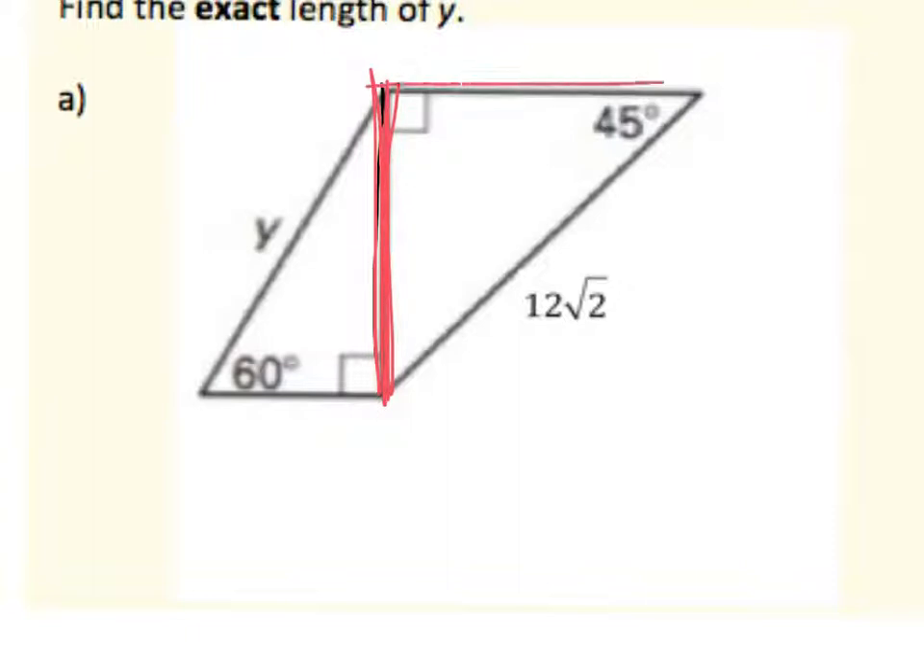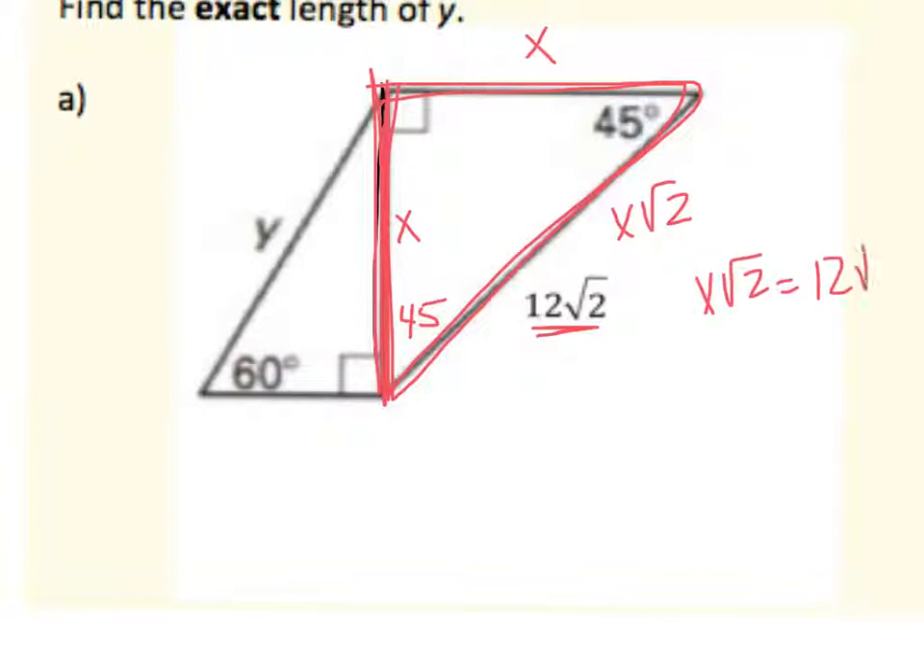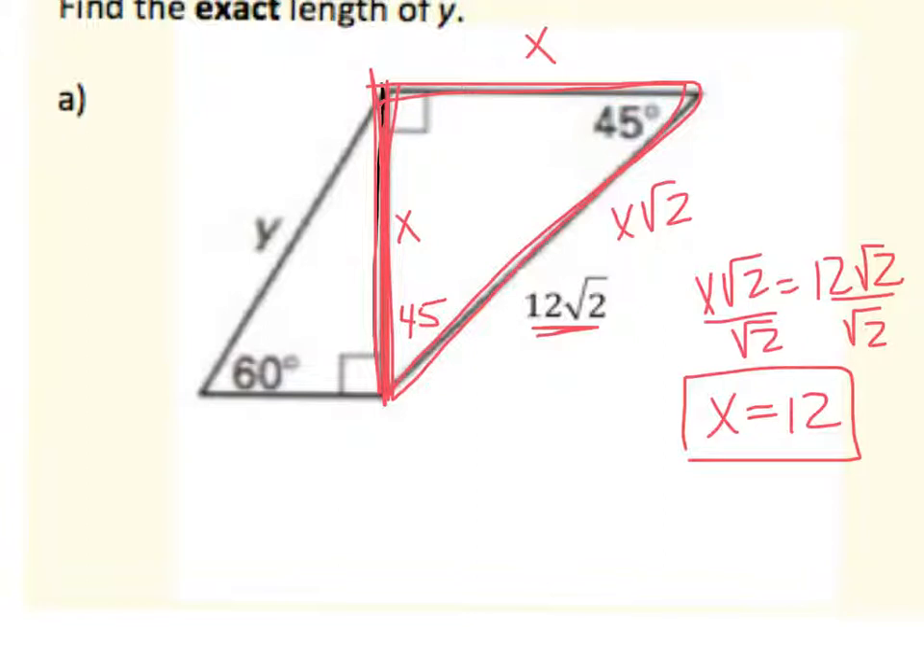So I'm going to be looking at this triangle on the right-hand side because I know a side length of that triangle. This is a 45, 45, 90, and I'm going to use exactly what I've been doing. This is x, and this is x root 2. So I'm going to set x root 2 equal to 12 root 2, and find that x is 12. Okay, so x is 12, which means this side is 12, and this is 12.